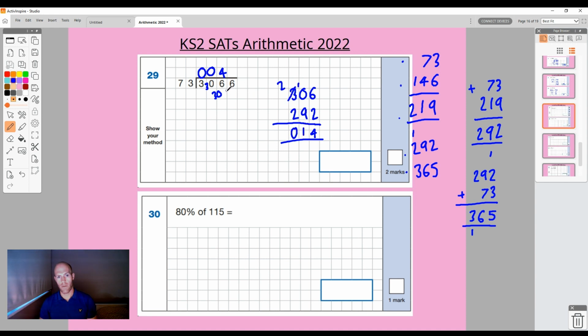So 14 difference, so that's what I'm exchanging, 146. I'm really hoping that that's in my toolkit over to the side, and it is, 1, 2. So I'm pretty confident we've got that correct because there's no remainders.